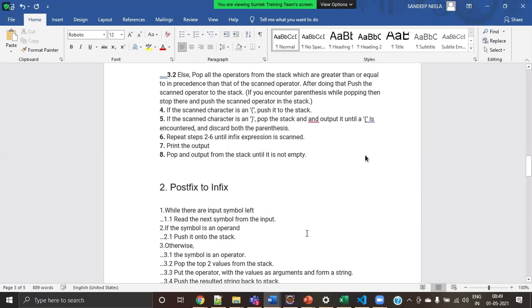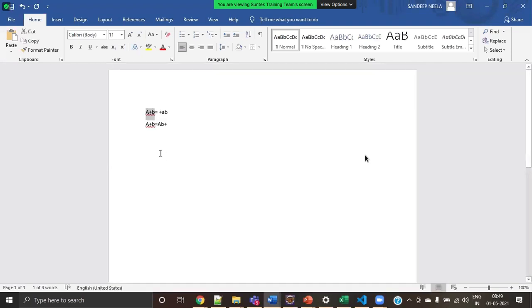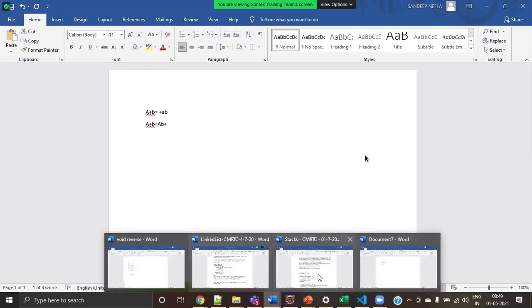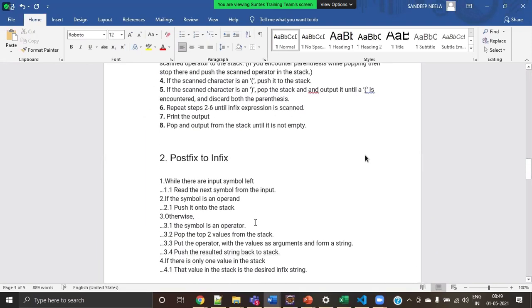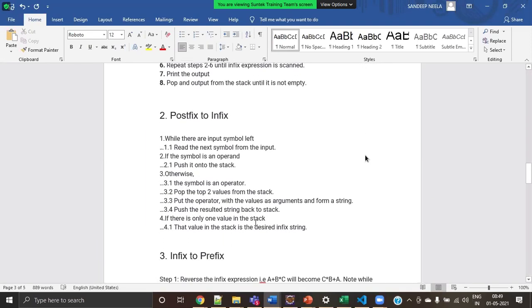Now it comes to postfix and infix. That means if you are given this string, if you give A plus B, you have printed AB plus. Suppose if I give AB plus, you need to print A plus B. So how will we achieve that? We'll see. First, while there are input symbols left, read the next symbol from the input.